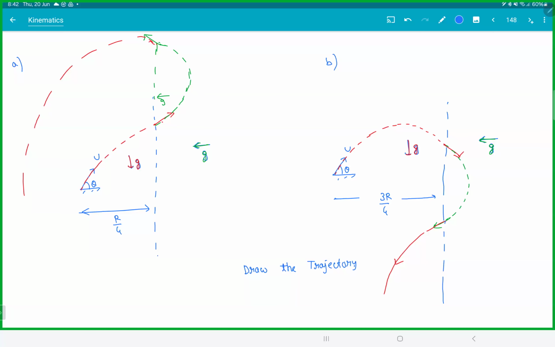Now, I'll give you 2 homework problems. So make sure to try them because they are good ones. They'll take time. I want you to give a proper try and then come.